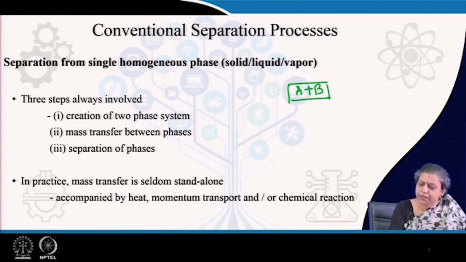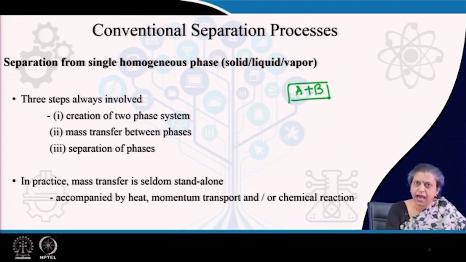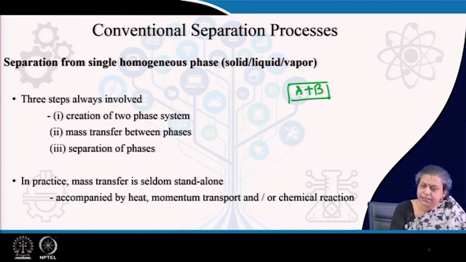First thing is, if B has to be removed from A, then I need to introduce another second phase which is preferentially going to take up B, so that B is recovered from A. Now, this second phase has to be created or it has to be added.